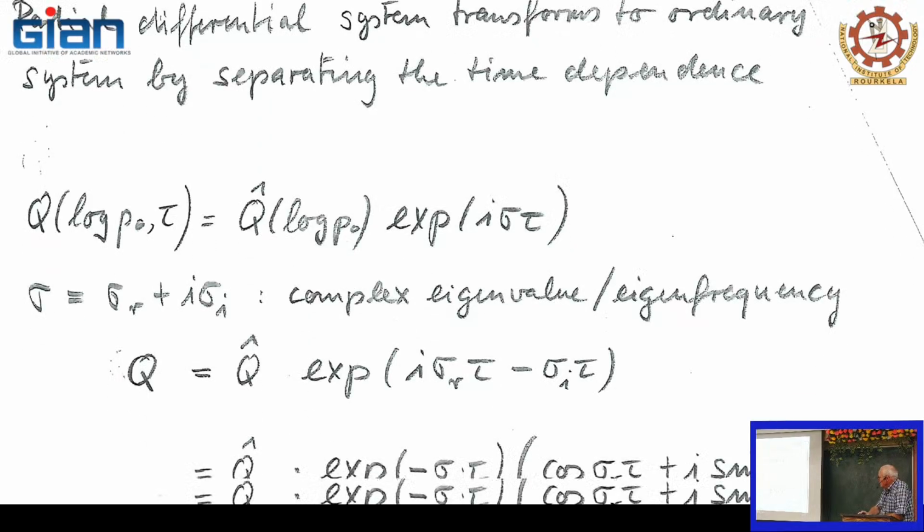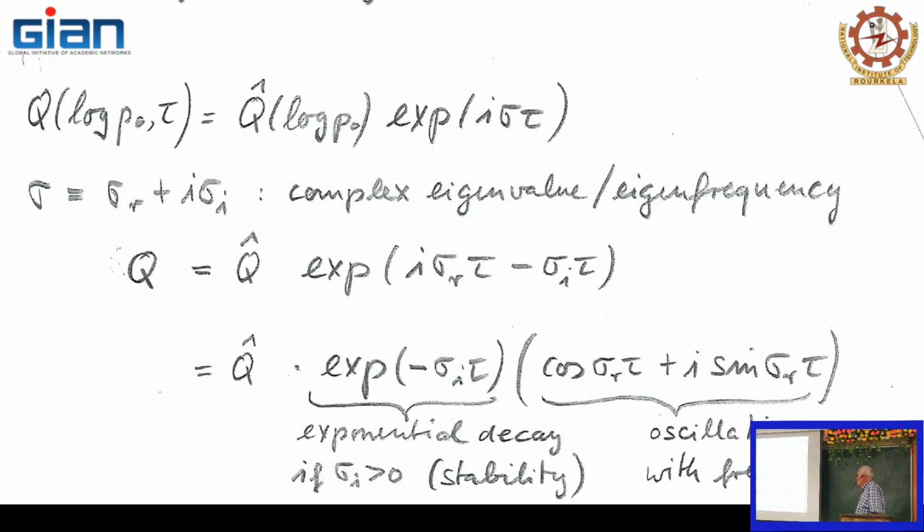Okay, so let's split into two parts. This is the part which denotes the spatial dependence, and we have an exponential of a real quantity. So we have exponential decay if sigma_i is bigger than 0. This would correspond to stability. Then the system will come back to its initial state. If sigma_i is negative, then we have an exponentially increasing amplitude of our perturbation. This would correspond to an instability.